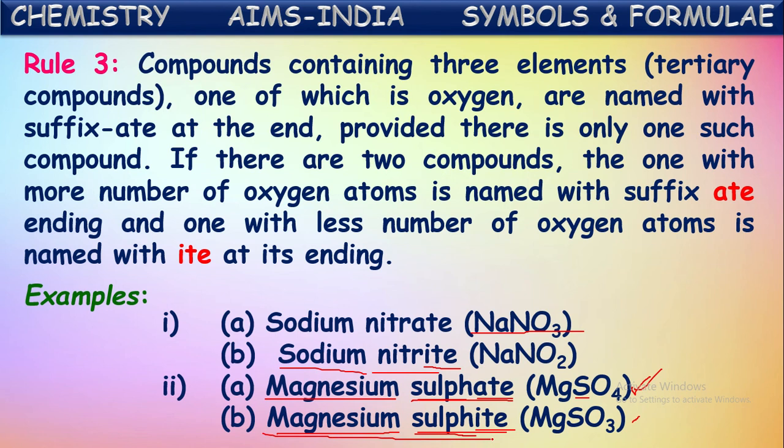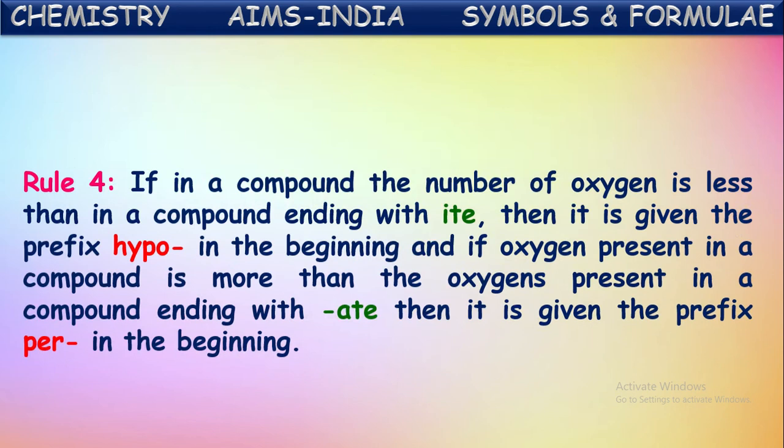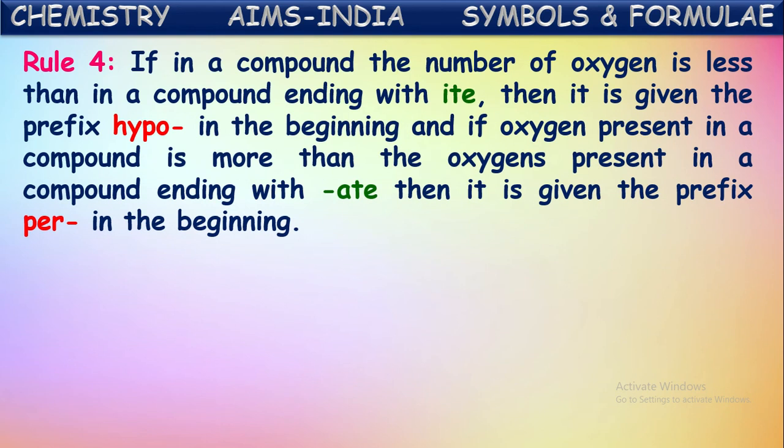In this way, compounds having three elements, out of which one is oxygen and the other two are one metal and one non-metal, are named. Got it? Next, let us see one more rule. That is, if a compound has fewer oxygen atoms than a compound ending with -ite, then it is given the prefix hypo- at the beginning.